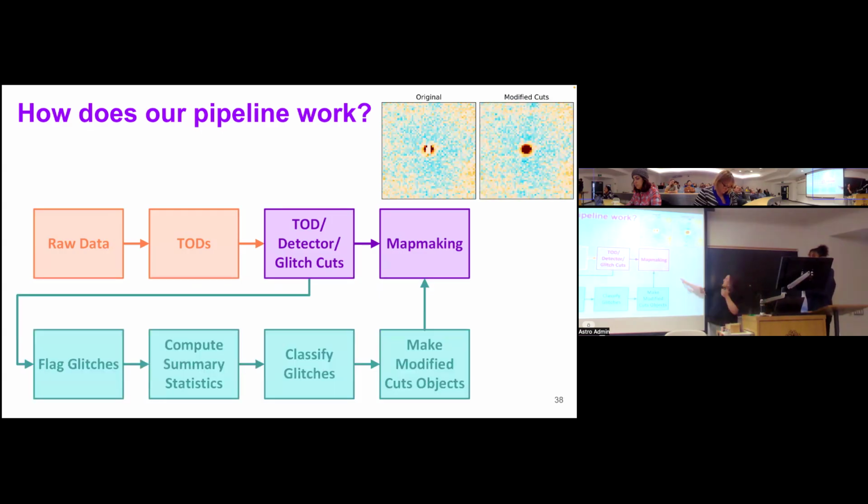So what we do is we modify this part. We take our flagged glitches, compute the summary statistics, and classify them. Everything that has a probability of being a point source above 70%, we modify the cuts object, so then we're able to make our maps with the source still in it. We see it in the TODs, and we'd be able to detect it in the maps.